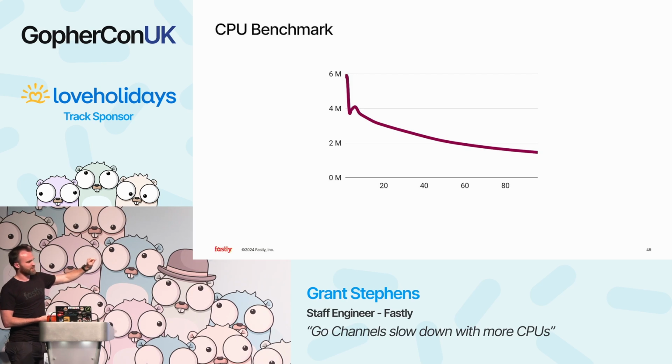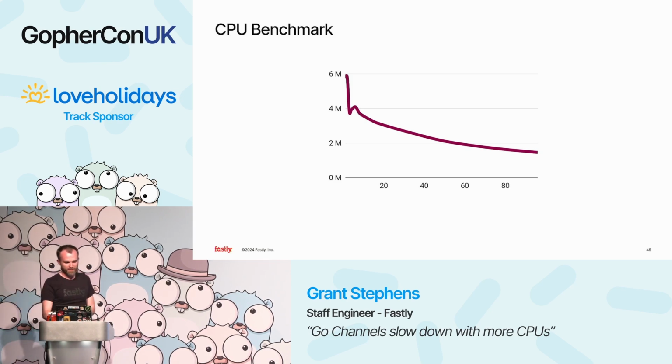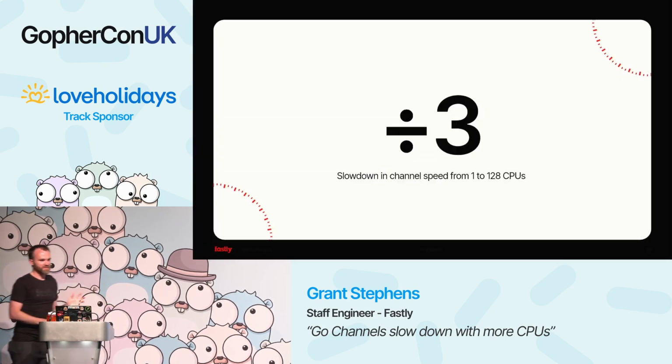You might notice a bit of a jump there. I'm going to completely ignore that and say it was something happening on the CPU, we'll just gloss over that for now. The point is that as the CPUs increase, we sort of head down to somewhere around 1.5 million. Put another way, that is 3 times less messages than you used to have.